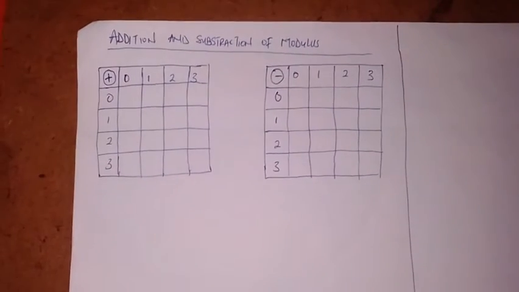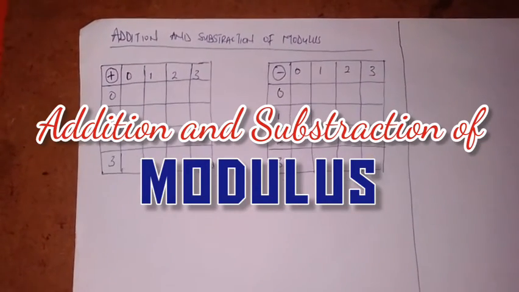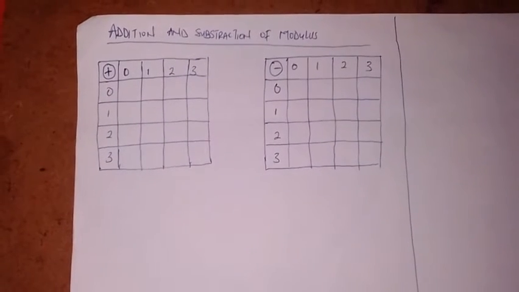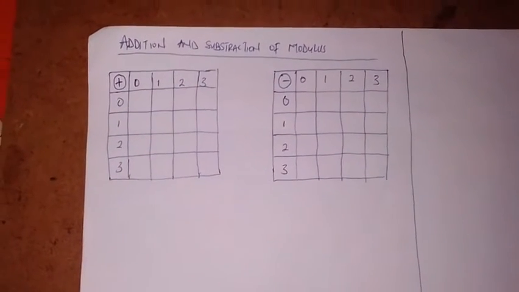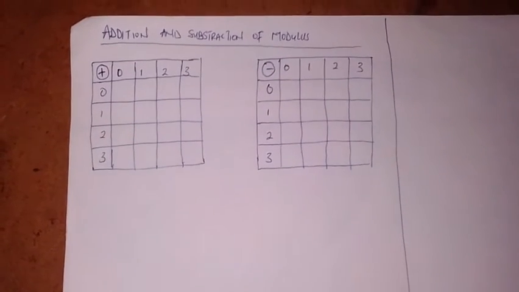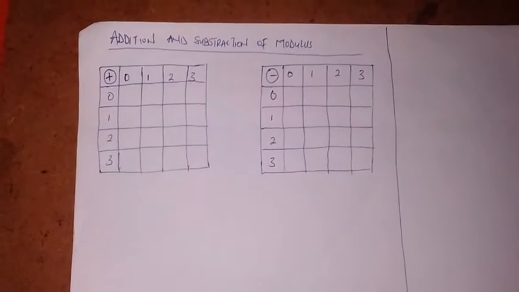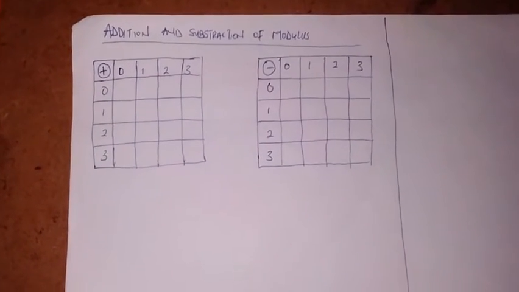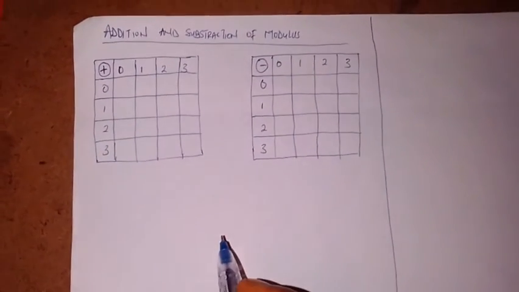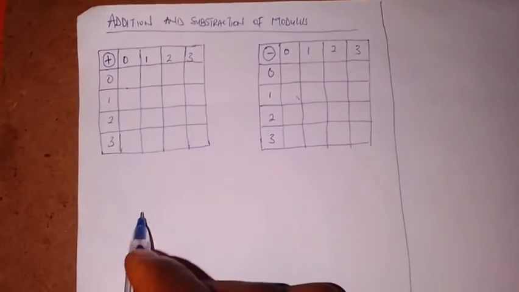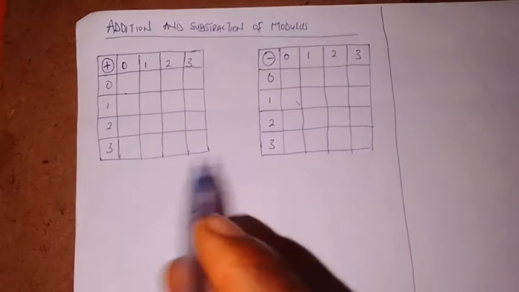In today's class, we'll be looking at addition and subtraction of modulus. I'll be teaching you how to use both the circle and another particular method to solve it so that it will be easier and relatively faster. Okay, let's start with this. We have this for addition, we have this for subtraction. Now, how will I add this together?